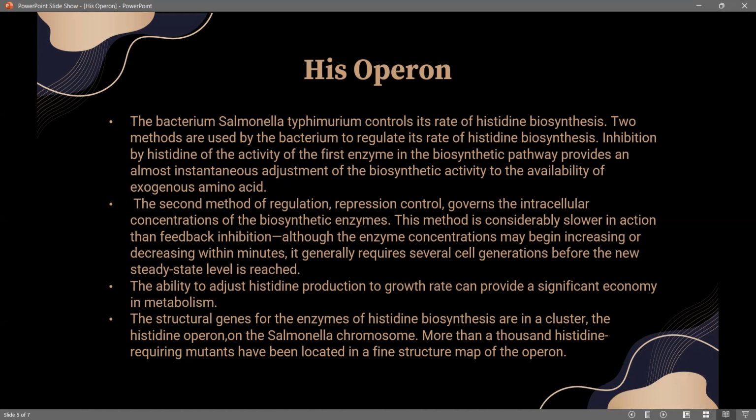This histidine operon in Salmonella typhimurium is believed to cause toxicity to food materials. So food companies, before approving their food products, undergo a small test which is called the AMES test, which helps in getting the knowledge if the product is pure or not.